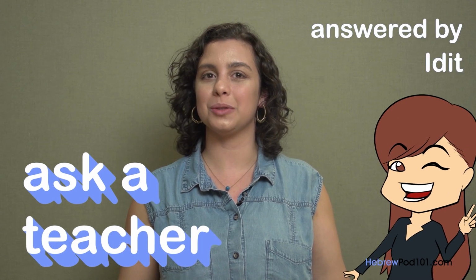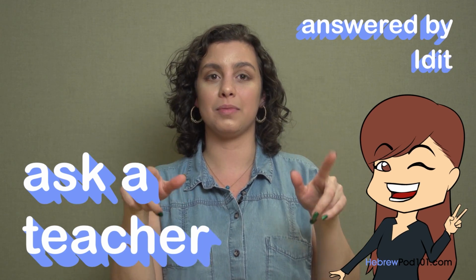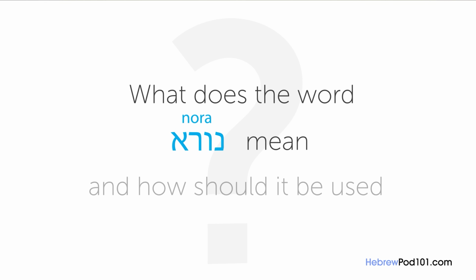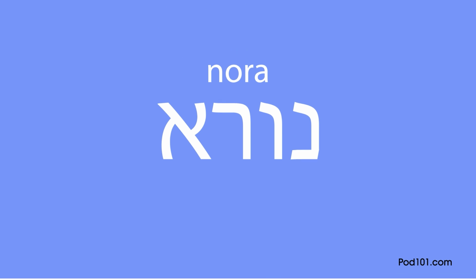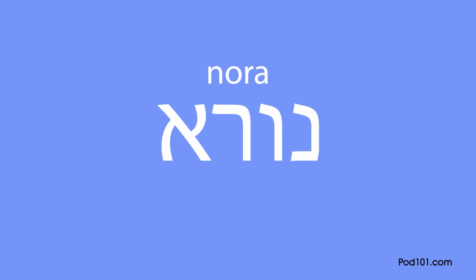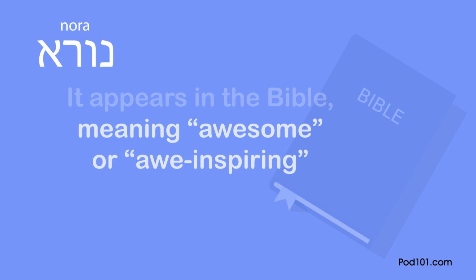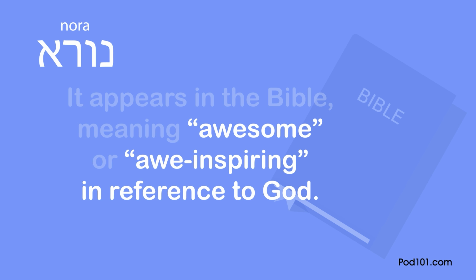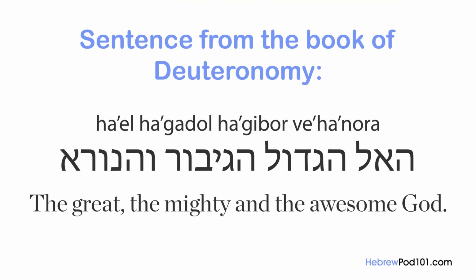Welcome to Ask a Teacher, where I'll answer some of your most common Hebrew questions. The question for this lesson is, what does the word nora mean and how should it be used? The word nora has gone through some interesting changes over the years. It appears in the Bible meaning awesome or awe-inspiring in reference to God. You can say it in this sentence from the book of Deuteronomy, Ha'el Hagadol Hagibor V'Hanora, which means the great and mighty and awesome God.